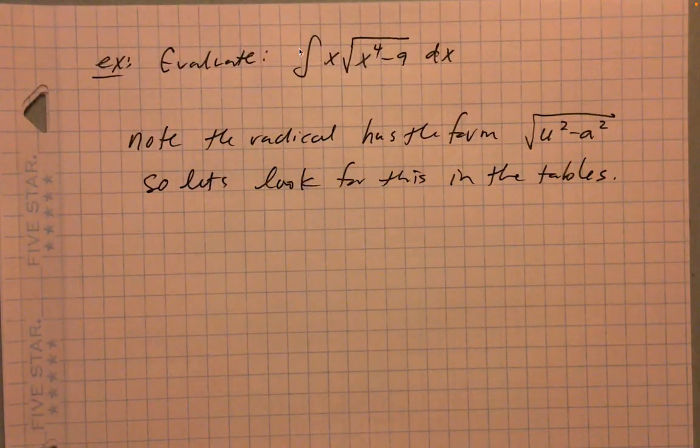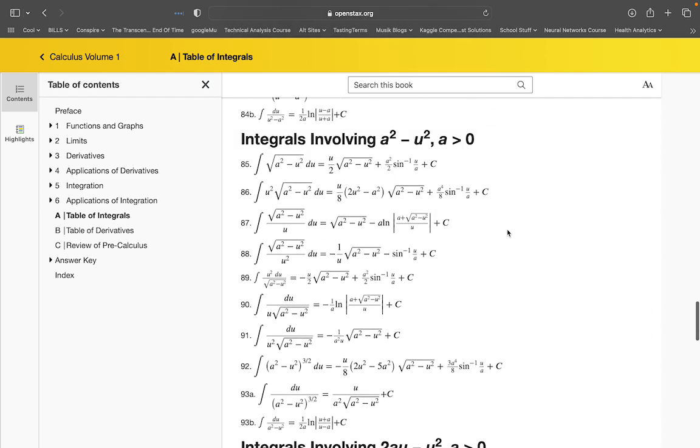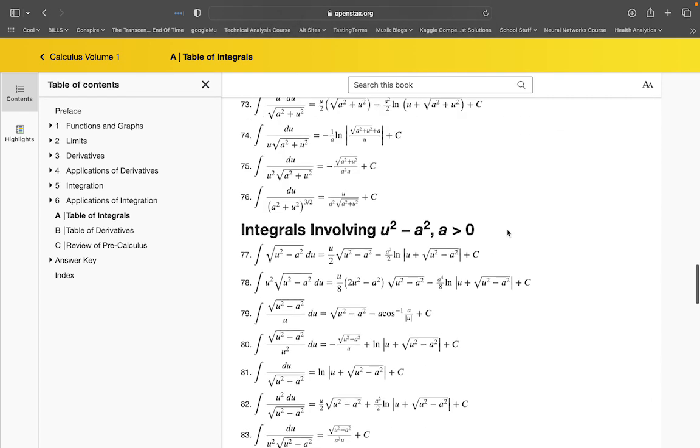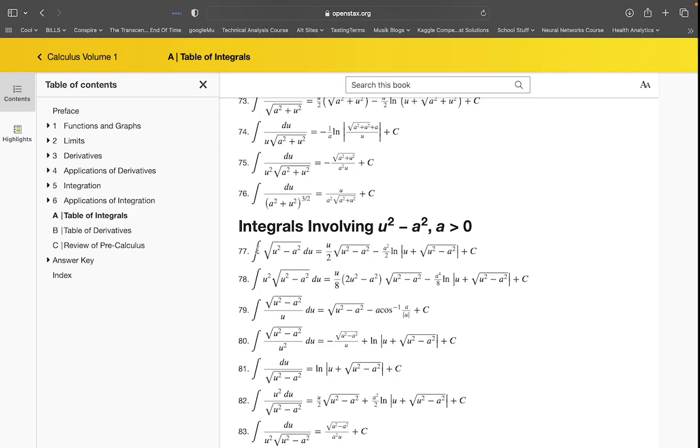Okay, so just jumping over here, let's look for anything that involves u squared minus a squared. So here's a whole section, u squared minus a squared with a greater than 0. So in our case, a is 3. Right, so just glancing through here, we see number 77 here has a u squared minus a squared. So let's play with that one.